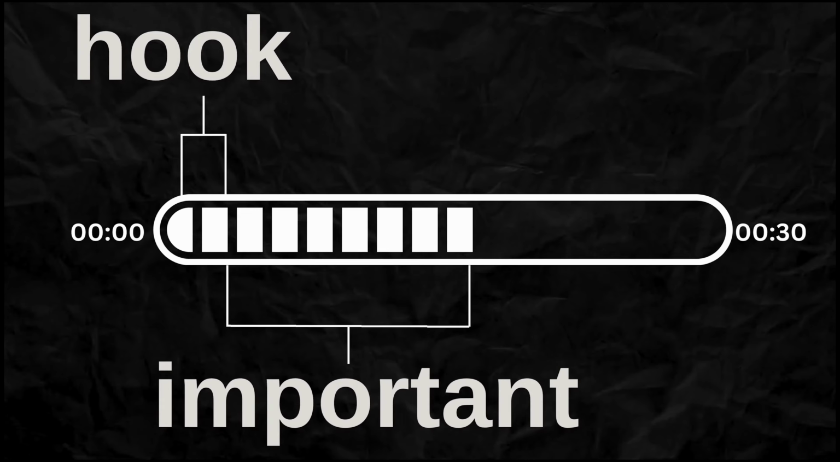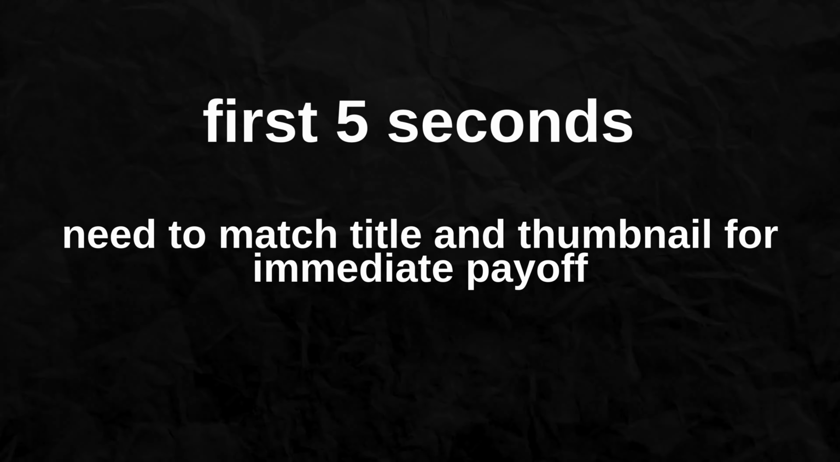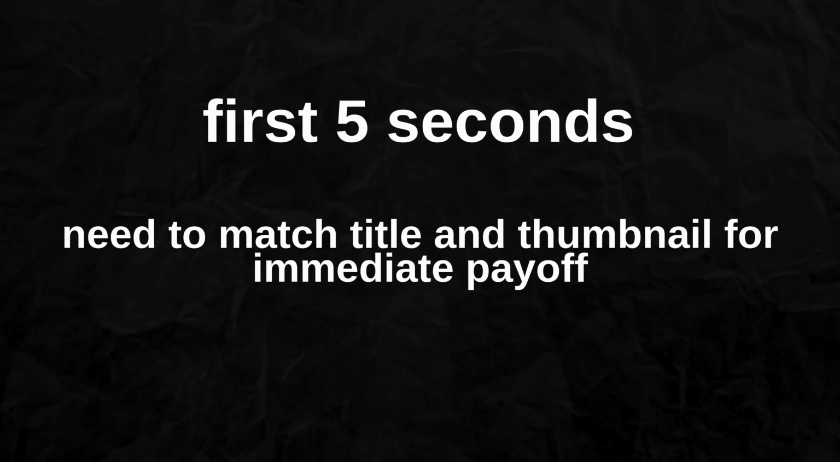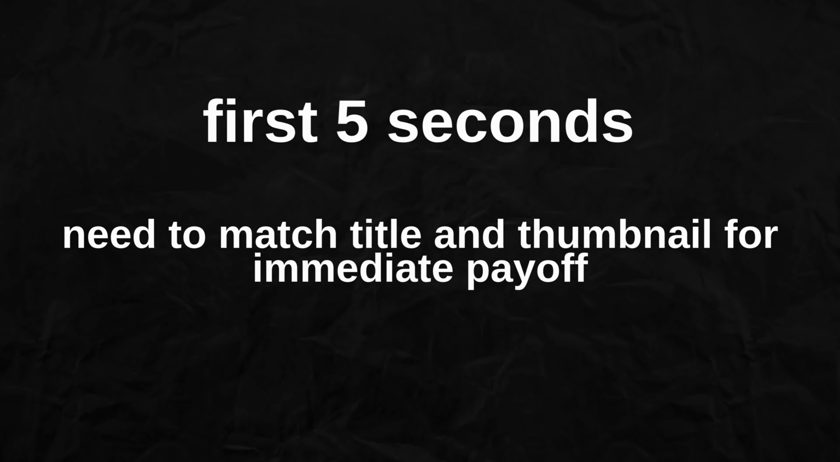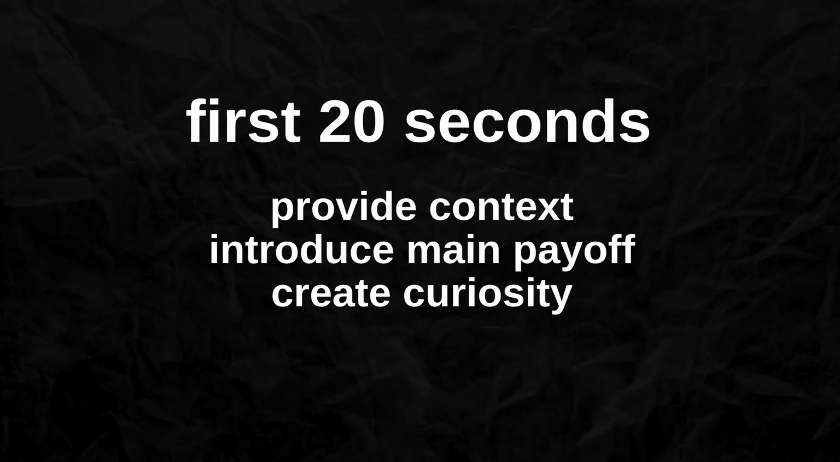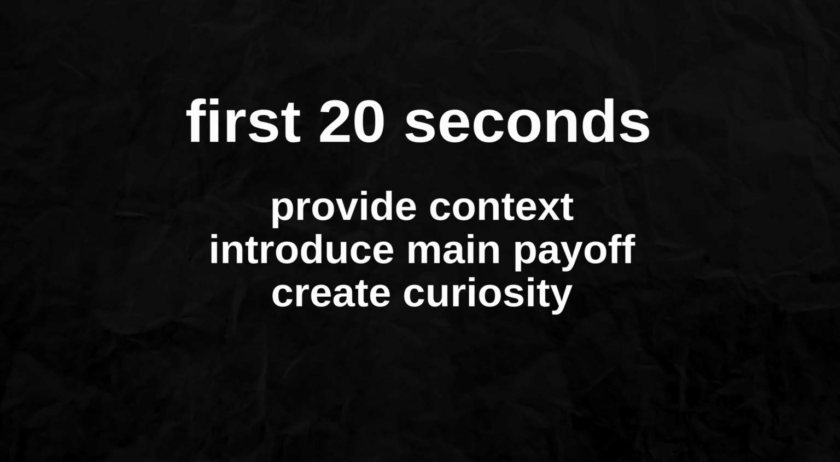All within the first 30 seconds. So yeah, I challenge you to go through any of his videos over the last couple of years, and I promise you they will have exactly the same strategy. Now to simplify this so you can take it away and implement it in your videos, this is how I break it down. The first 5 seconds of your video need to match the title and thumbnail for immediate payoff, which is the hook. And then the next 20 seconds need to provide context, you need to introduce the main payoff, and you need to create some curiosity.